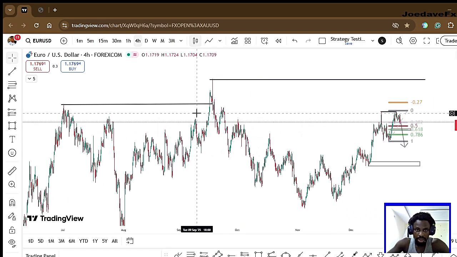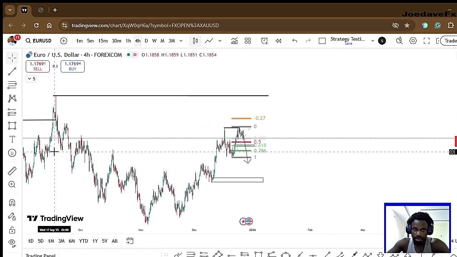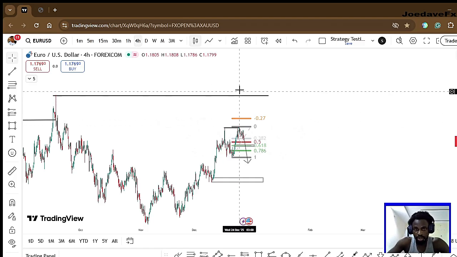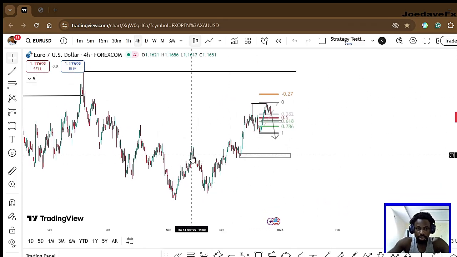All right, let me just label this one, the before structure. I don't know why it's not labeling, but let's leave it. So this is the new high we need to take out for us to continue the uptrend.